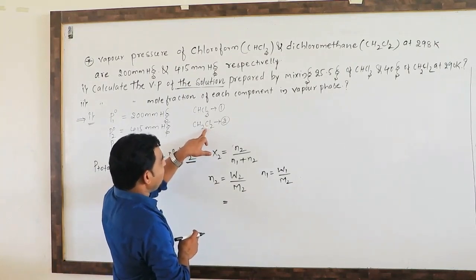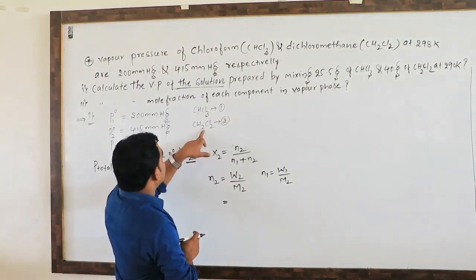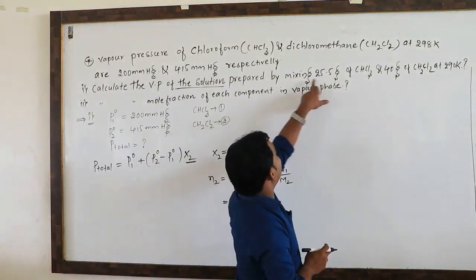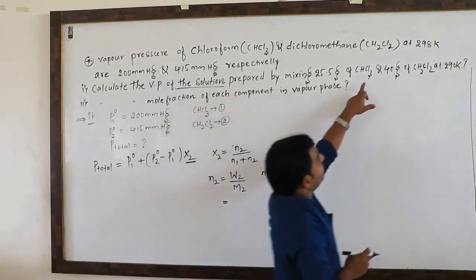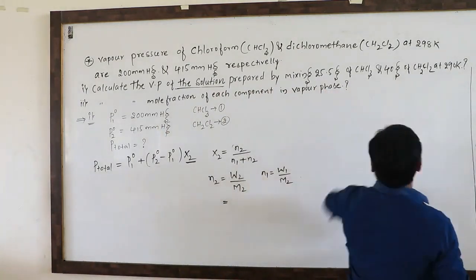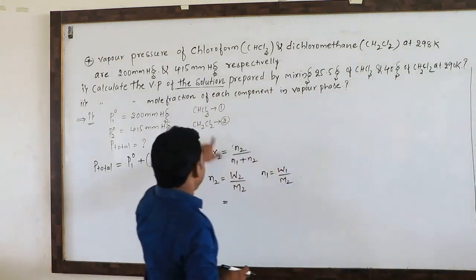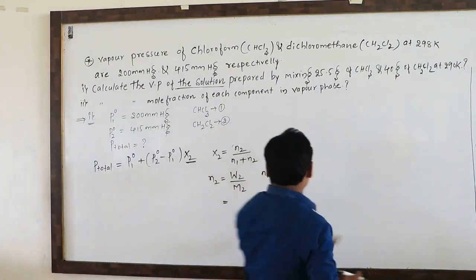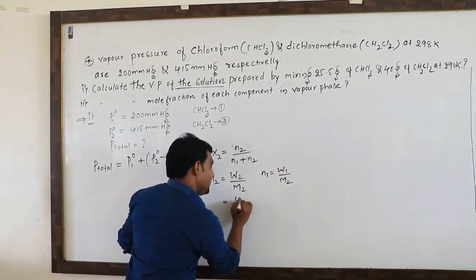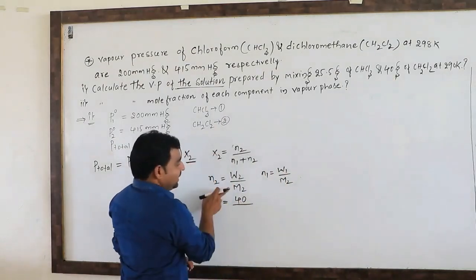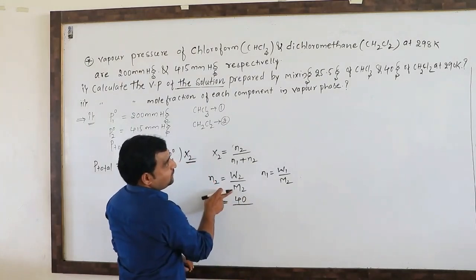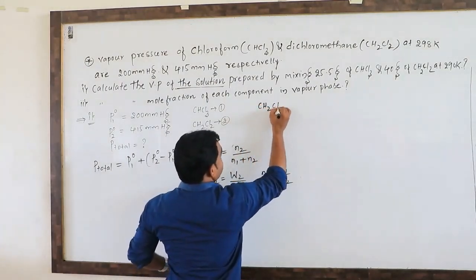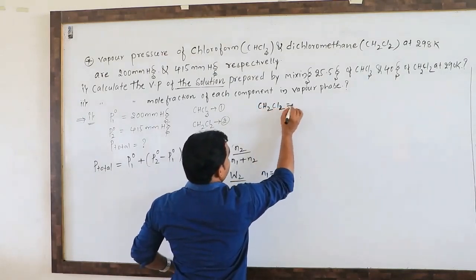How much weight did they give? 25.5 gram is CHCl3 and 40 gram is CH2Cl2. The second component is CH2Cl2, and they gave 40 gram. So the weight of the second component is 40 gram divided by the molar mass of CH2Cl2. So, dichloromethane.